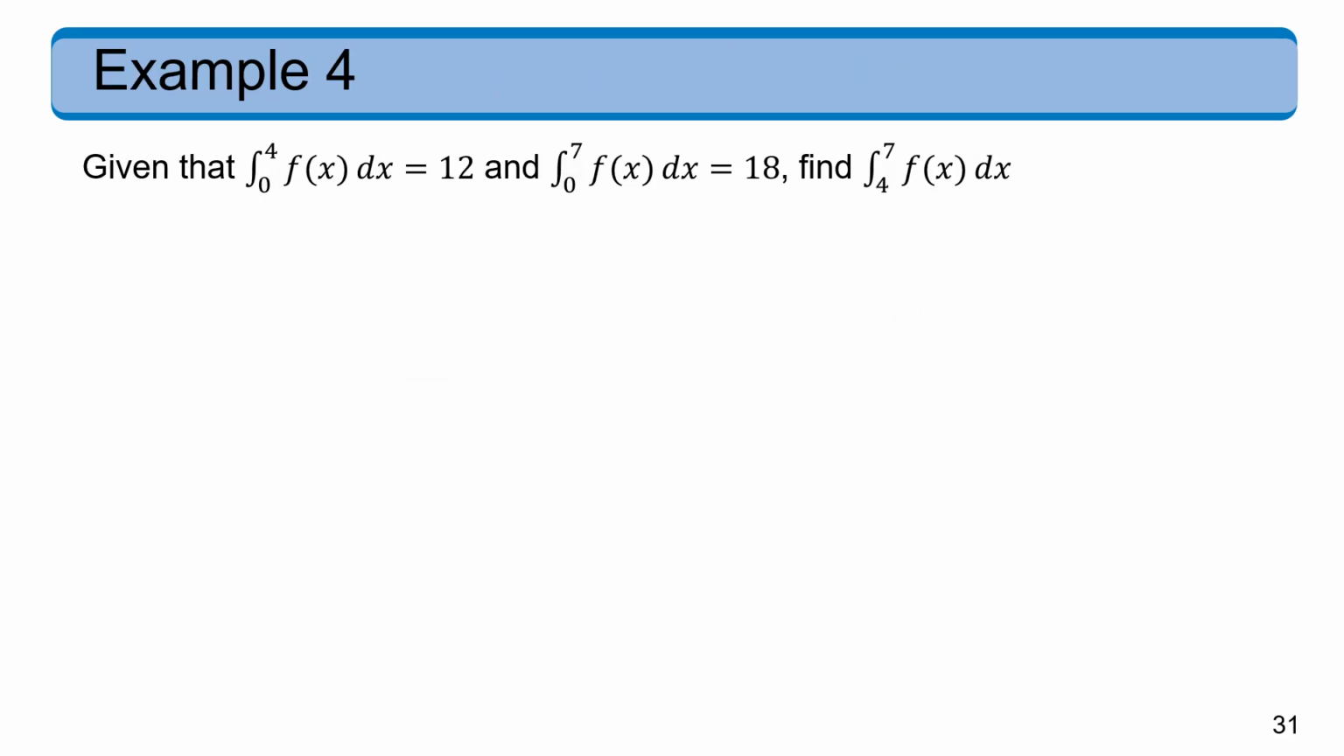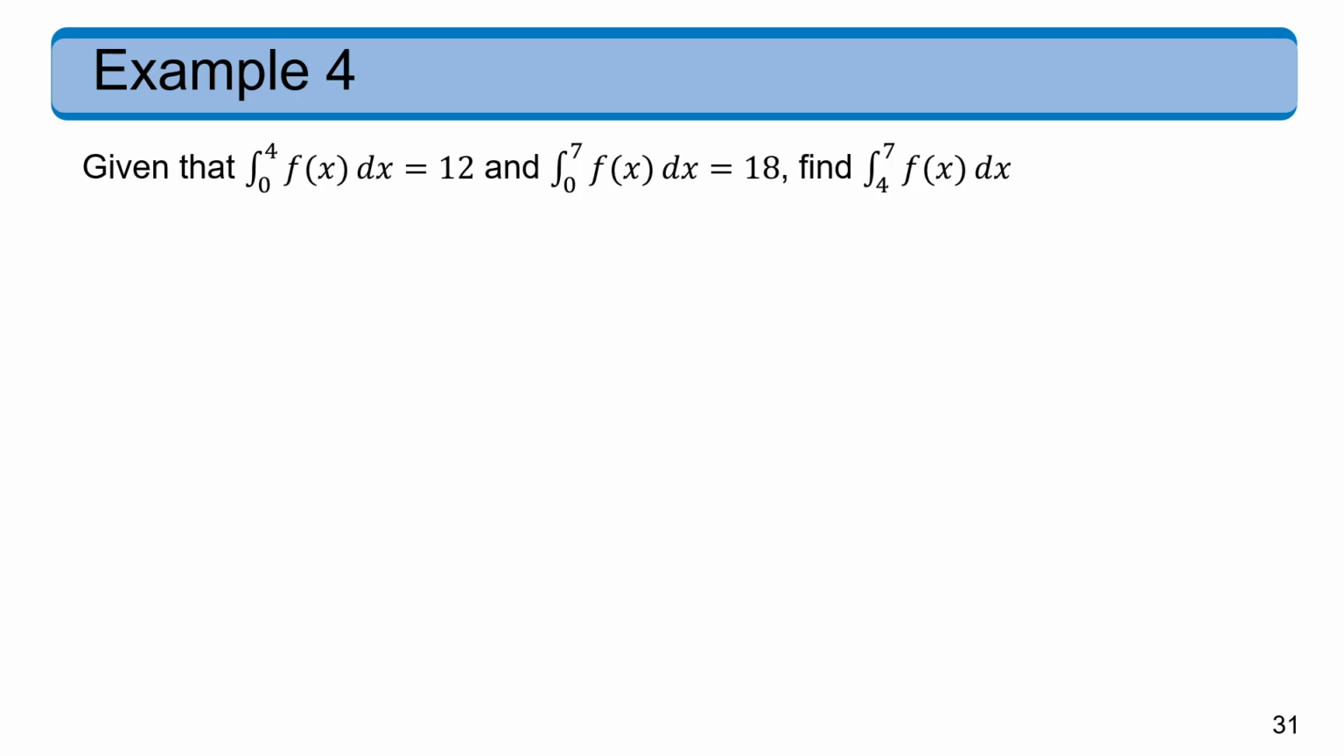Here we're given two integral values. First, we're told the integral of f from 0 to 4 equals 12, and also the integral of the same f from 0 to 7 equals 18. And we're asked to find the integral of that same f over the interval 4 to 7. So notice all these different limits of integration, but they use some common numbers, right? 0, 4, and 7 appear multiple times. So that makes us think of this property we just learned.